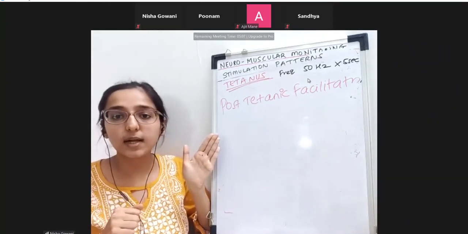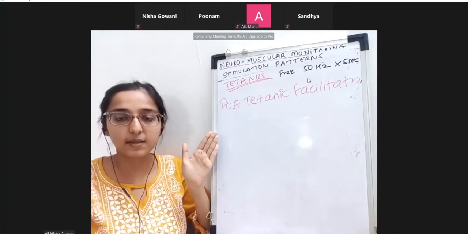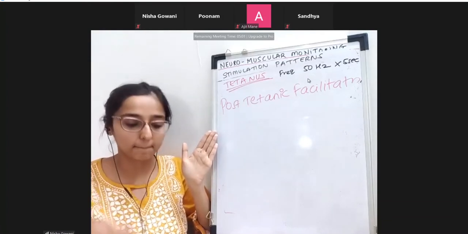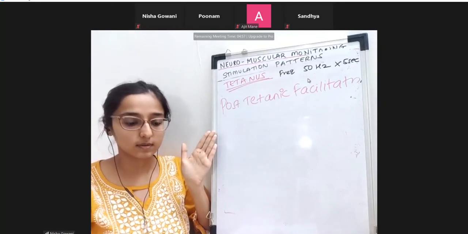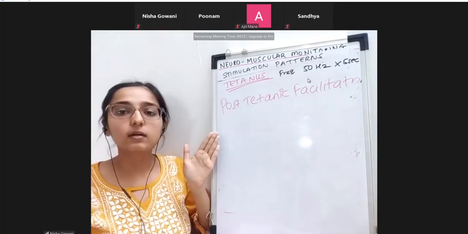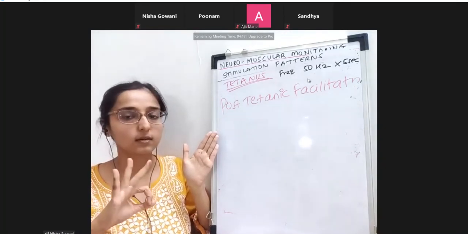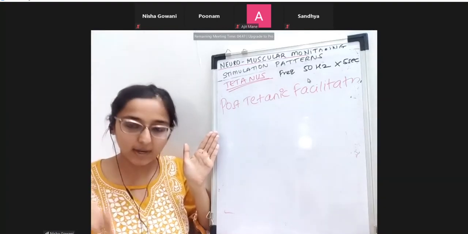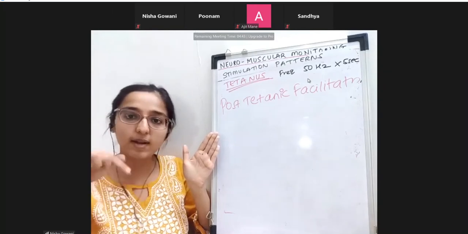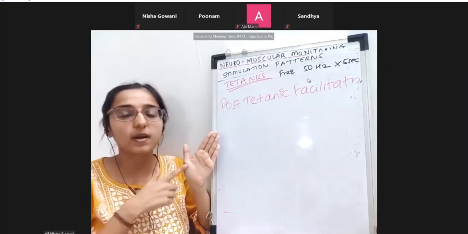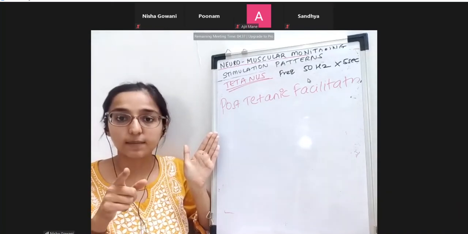How much is the post-tetanic count now? After tetanus, when I gave single twitches, how many times did the twitches come? 3. The count is 3. I pressed 5 times, but out of that only the first 3 times contraction happened. The 4th and 5th time when I pressed single twitch, contraction did not come. So the post-tetanic count is 3.